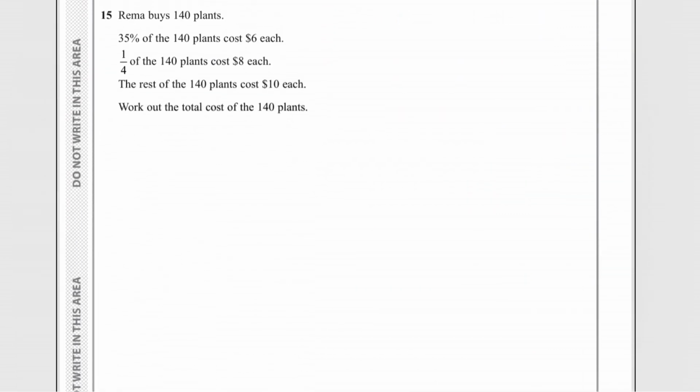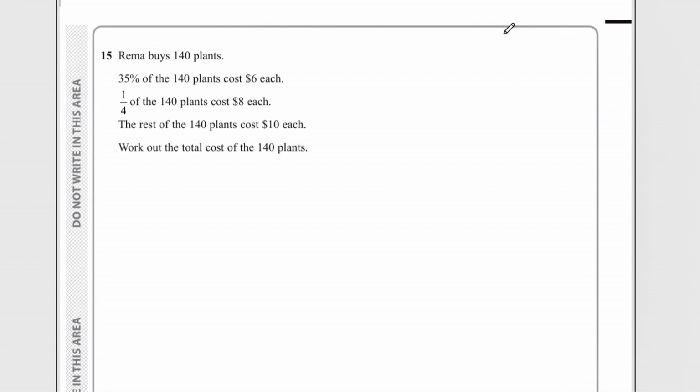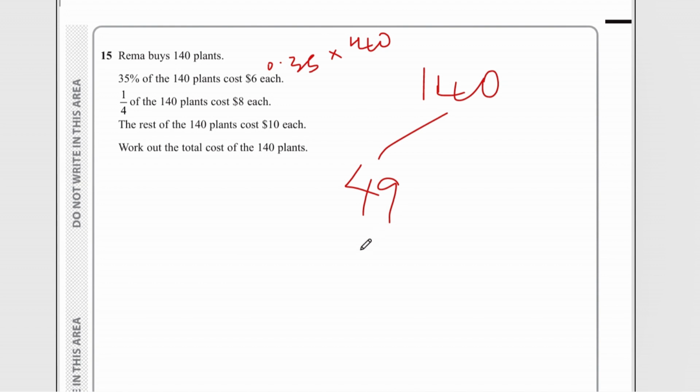Okay, so let's consider this next question. Rema buys 140 plants. Okay, 35% of them cost 6 each. So let's say we have 140 plants. So they gave us a number. 35% cost 6 each. So you can get 35% of 140 by doing 0.35 times 140. That will give you 49. So these 49 are sold at 6 each. Just put that in mind, 6 each.